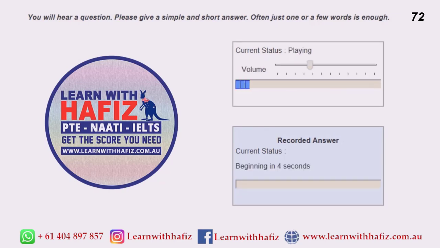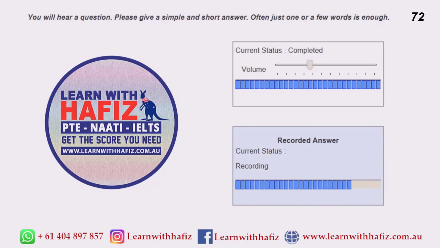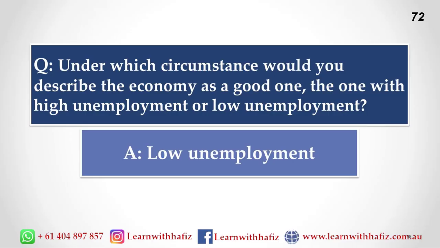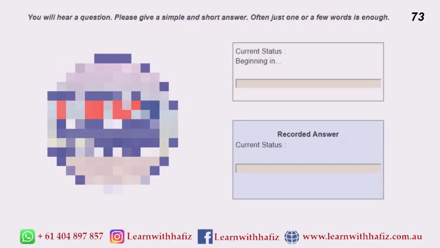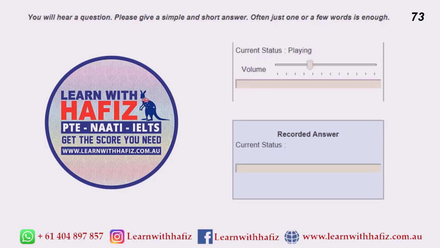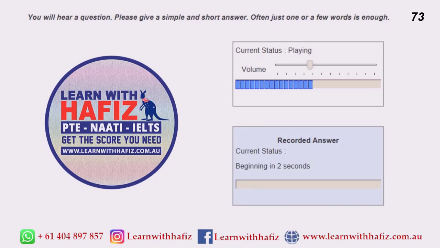Under which circumstance would you describe the economy as a good one, the one with high unemployment or low unemployment? Correct answer is. What natural resource is used by a carpenter?